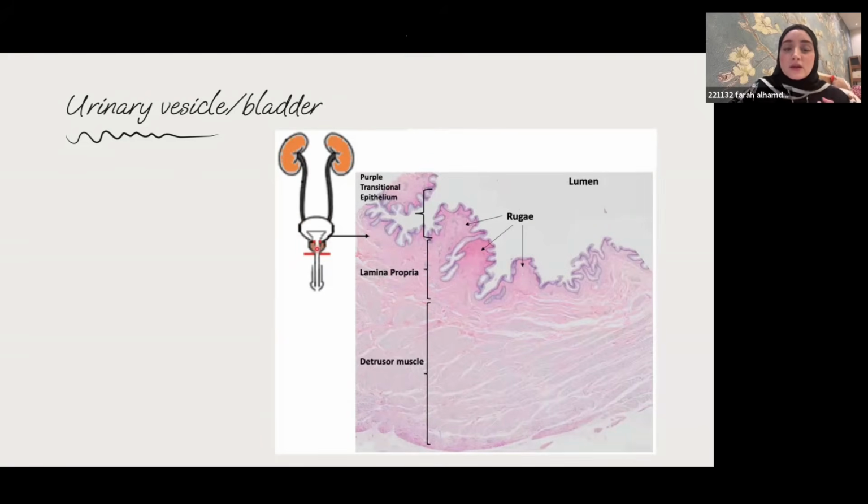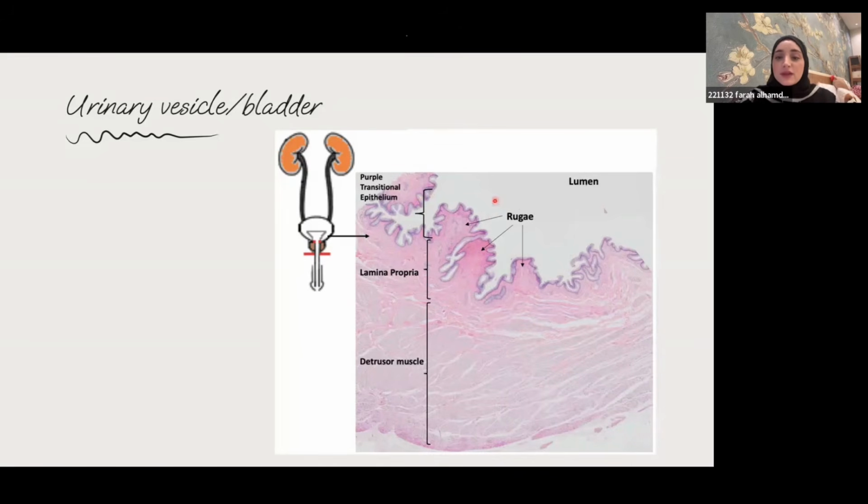This is the urinary bladder, the urinary vesicle, the urinary cystus, whatever you want to call it. But we call it the urinary bladder because there's another bladder in the body, the gallbladder. This is what the urinary bladder looks like under the microscope. We have the serosa or adventitia, the muscularis, the lamina propria, and the transitional epithelium.